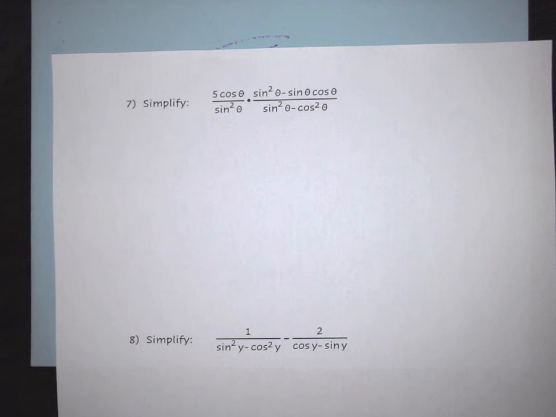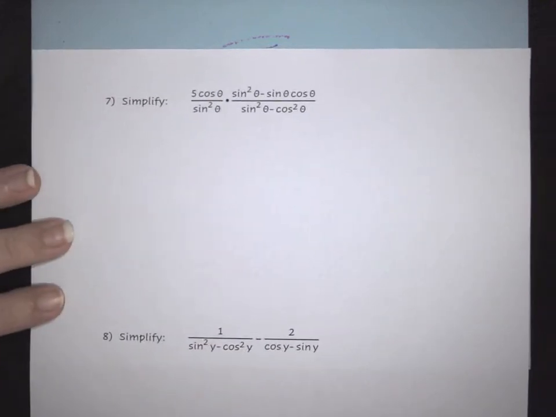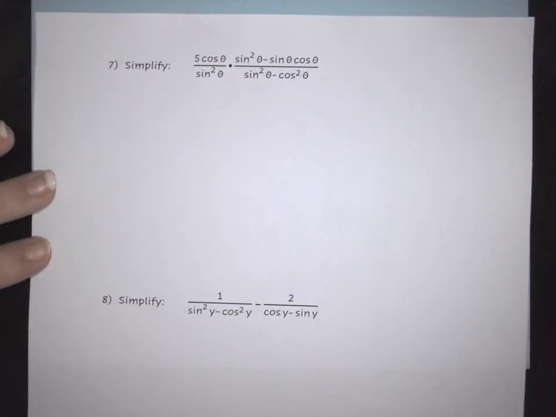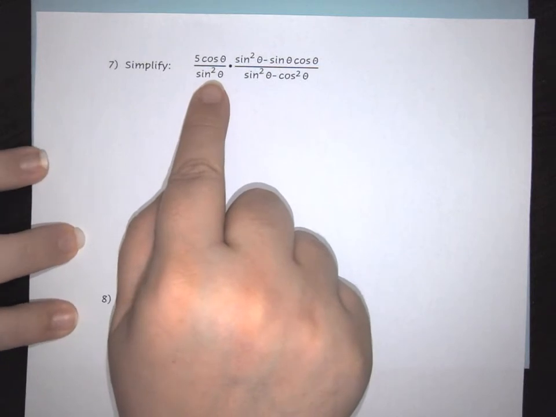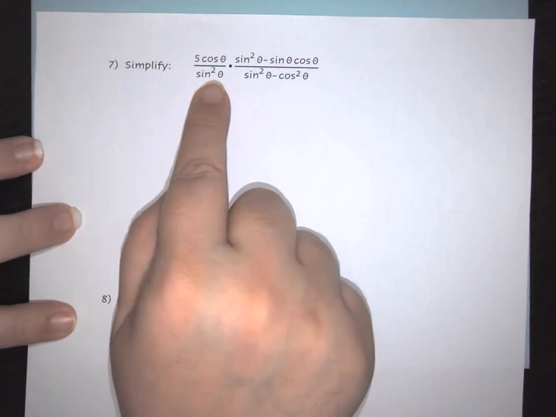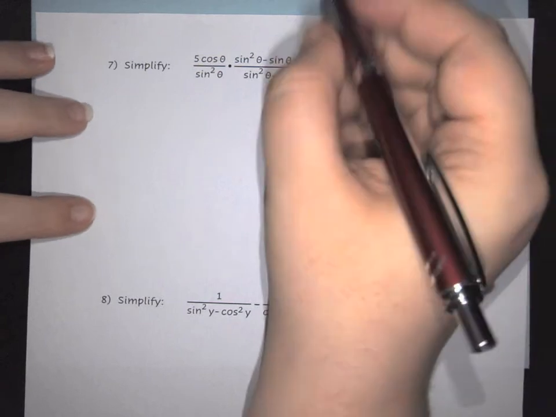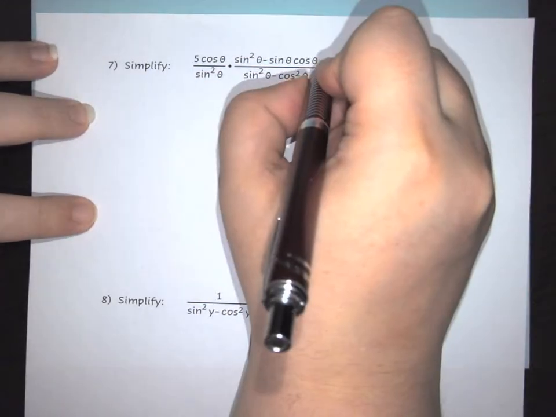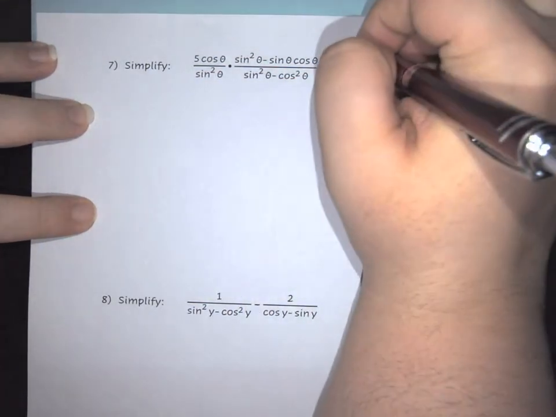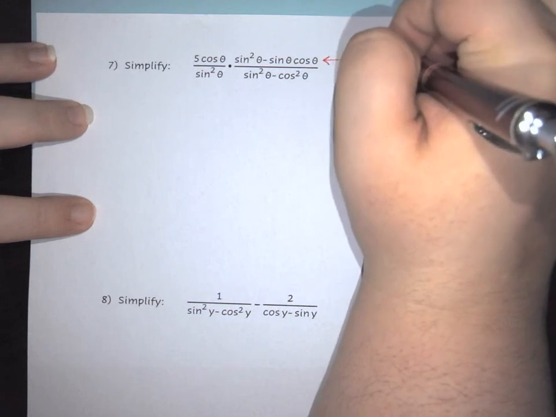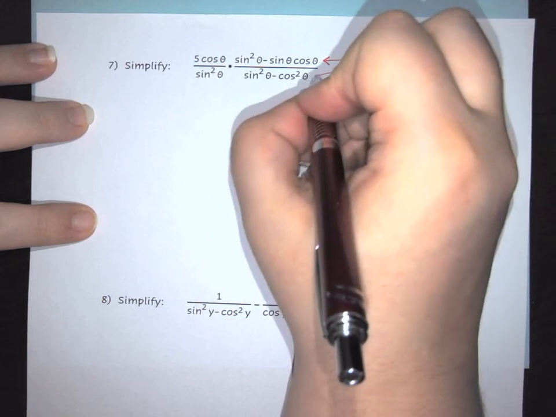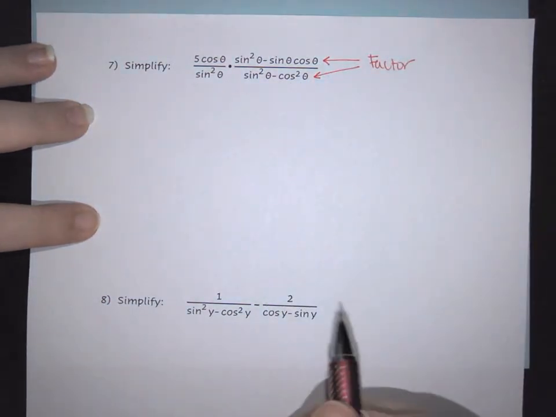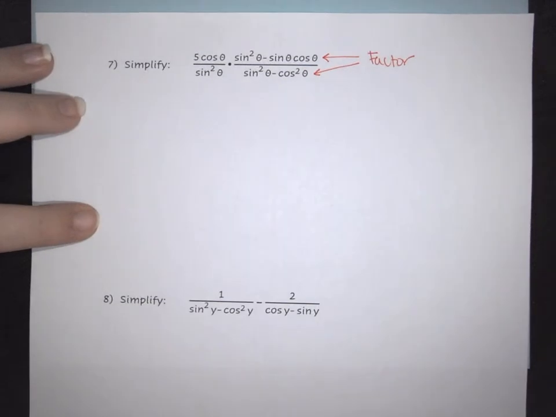Alright, let's look at a couple that are a little bit more involved. Okay, they've got a little bit more to them. So here, notice I have 2 rationals that I am multiplying together. So the first thing that I want to do is I want to factor my top and my bottom, or denominator. So I want to factor those two down to their smallest pieces.